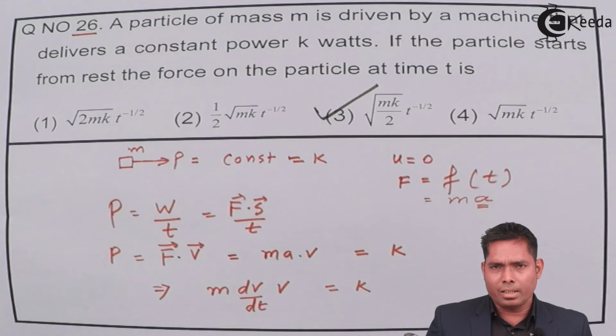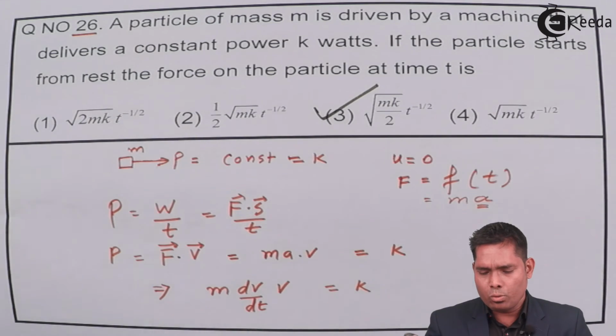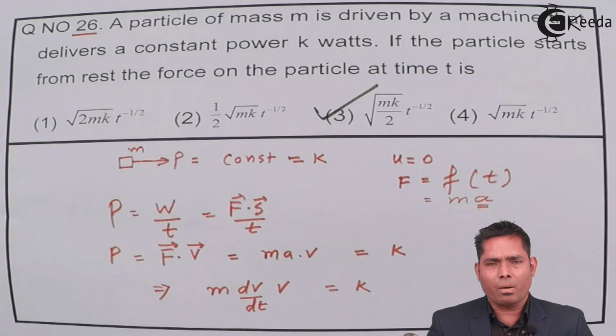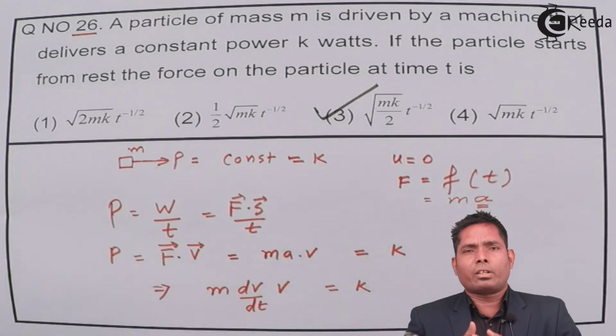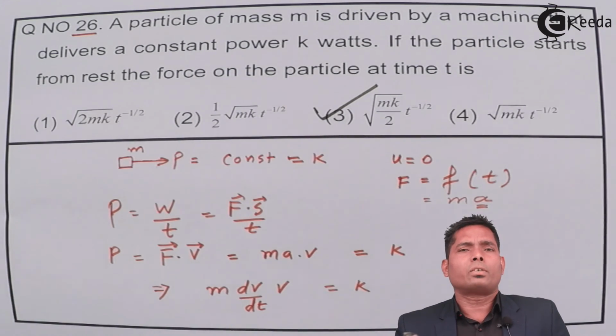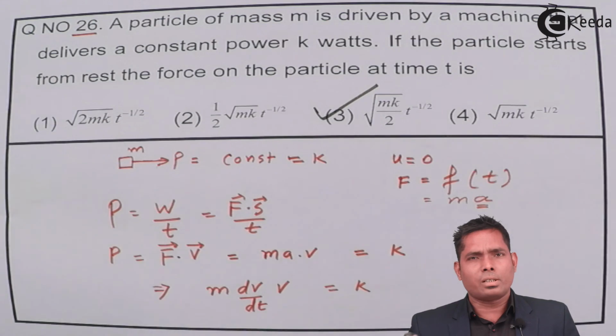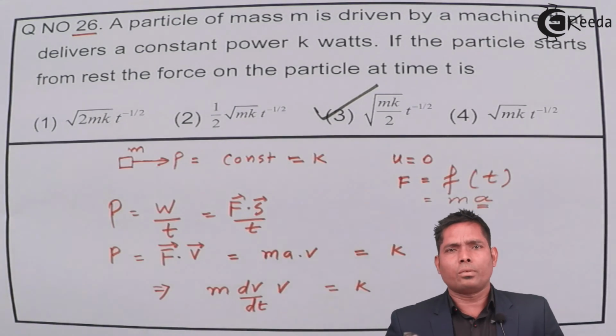So basically, from power you write the general expression of power in terms of force and velocity, and then you get the expression for velocity as a function of time, then differentiate it to get the acceleration, and multiply by mass to get the force.